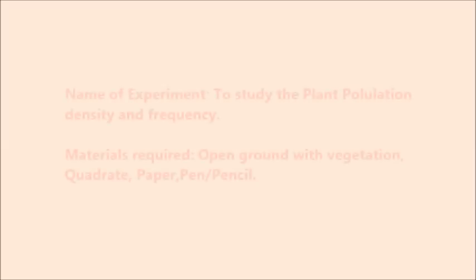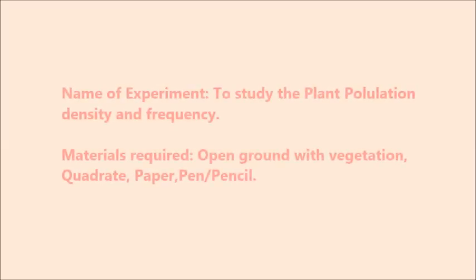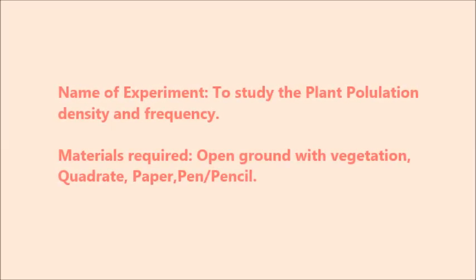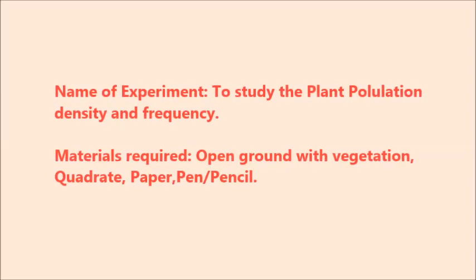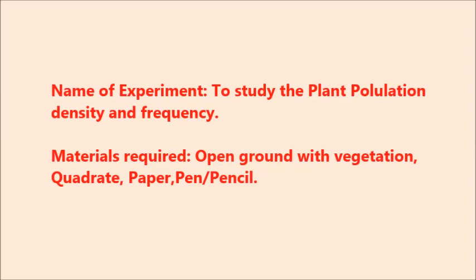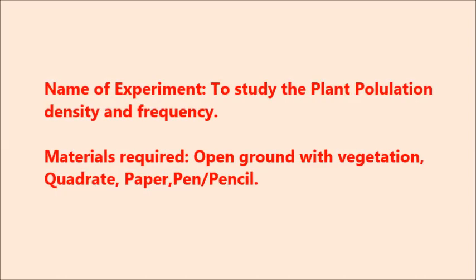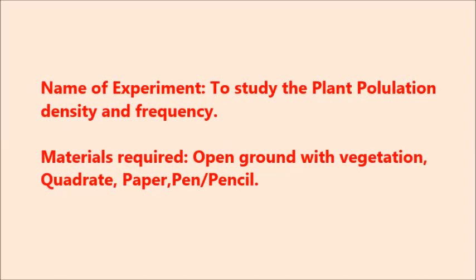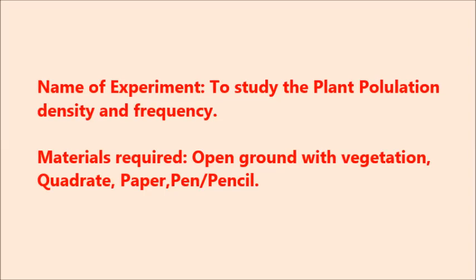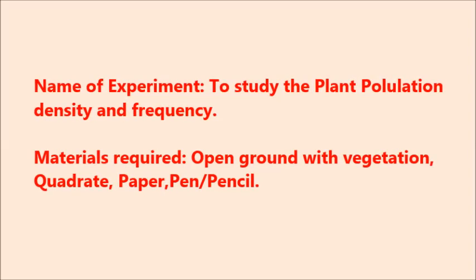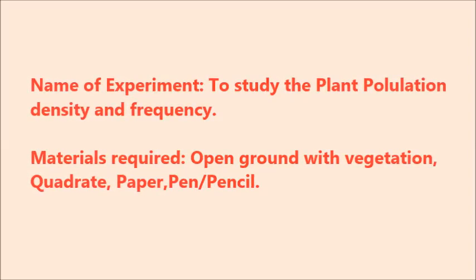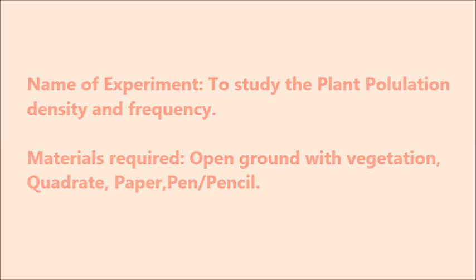Hello friends, today we are going to learn about a core experiment of class 12th. The name of the experiment is to find out population density and population frequency of a particular area. The materials required for this are open ground with vegetation, quadrat, paper, pen, and pencil.